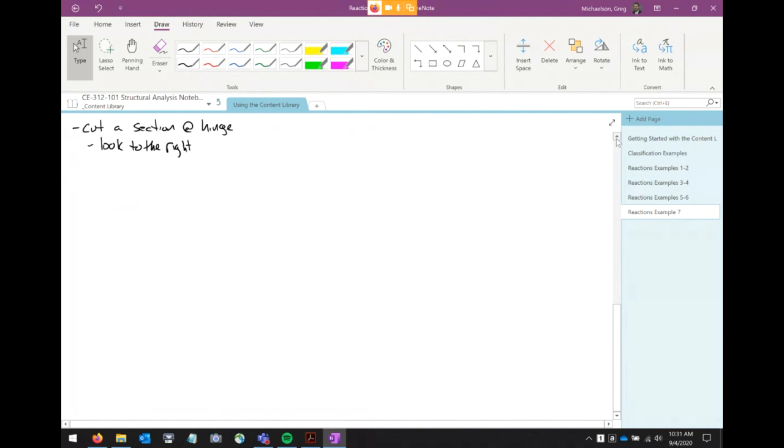But all I'm going to do is draw the structure, everything to the right of my cut. Just everything over here. So what do I have? I have my roller here. I'm going to have a reaction there, but I don't know what that is yet. Haven't figured that out. I've got my section cut. I cut right there. See, I've got my load.